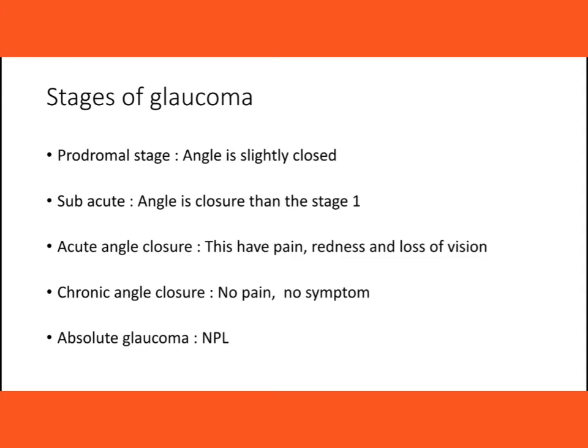So if the glaucoma is very long continued and is not treated properly, it leads to damage to the optic disc also, which ultimately leads to blindness. At that time, the eye will be like an NPL. That means it will be called an absolute eye.